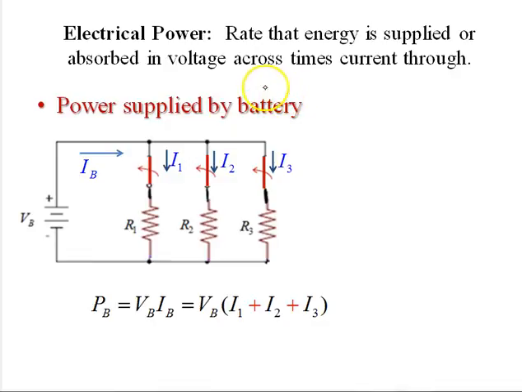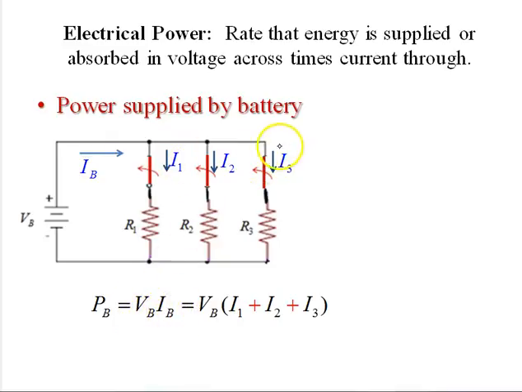The power is also important. Our electrical power, that's the rate that energy is supplied or absorbed, which is always the voltage across times the current through an object. So in this circuit again, our battery is supplying power, or energy, at the rate of the voltage of the battery times the current of the battery.